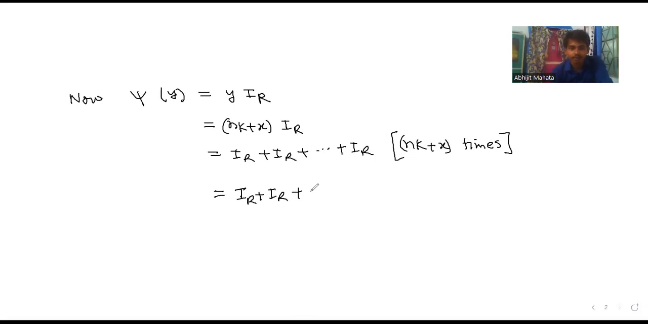IR plus dot dot dot dot plus I of R. So here we are taking NK times, right? We can do it, because if you have 8 mangoes, then you can think it is 5 mangoes and 3 mangoes, like this. So then what it will be? It will be IR plus dot dot dot dot plus I of R.